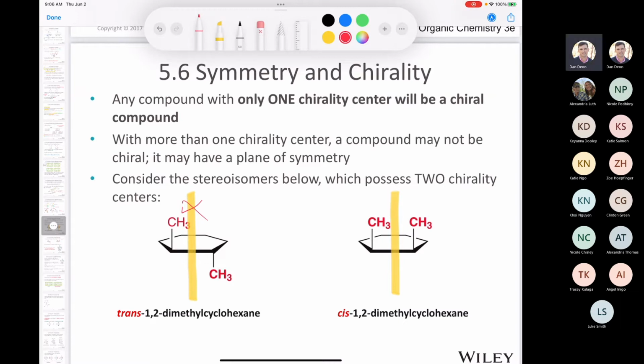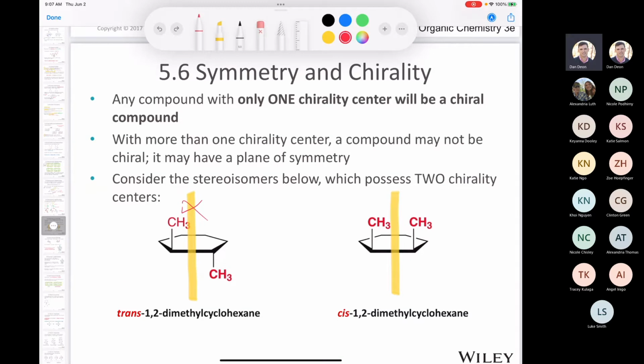Do you follow me on that? Or do you have a question about that? I'm kind of getting ahead of myself a tiny bit. But does everybody see what I'm saying? That this compound does have a mirror plane. There's a plane of reflection here, whereas there isn't in this molecule. Okay, cool. So let's get into it here.